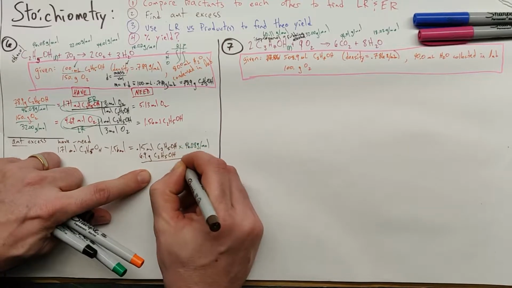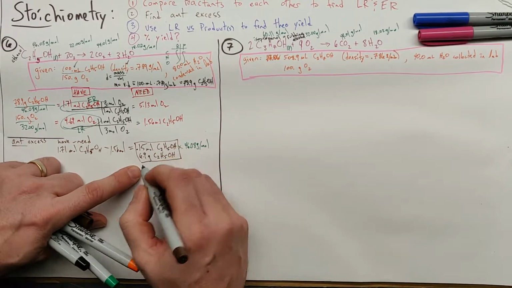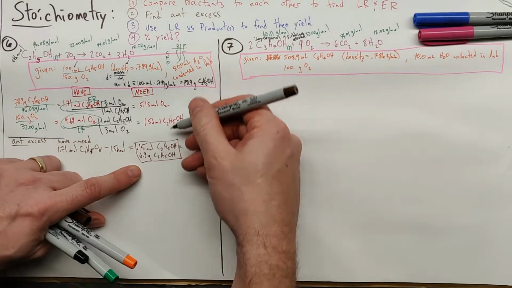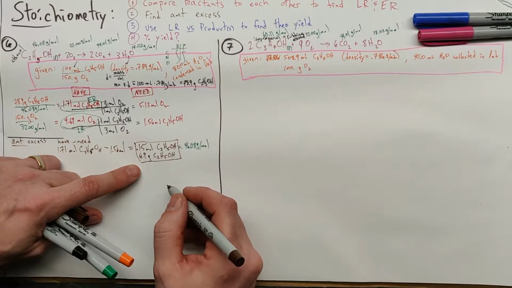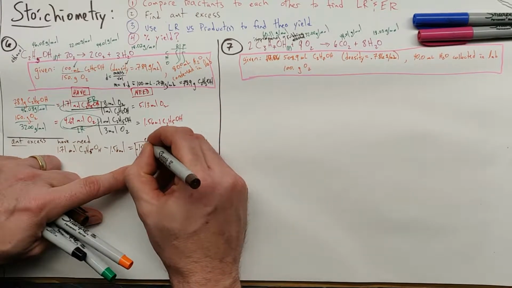In the big picture, you're going to see why it's useful to have these amount excess once we start doing solution stoichiometry. For now, though, it's just a handy way to keep track of mass so we can check things in the end. This is our excess.